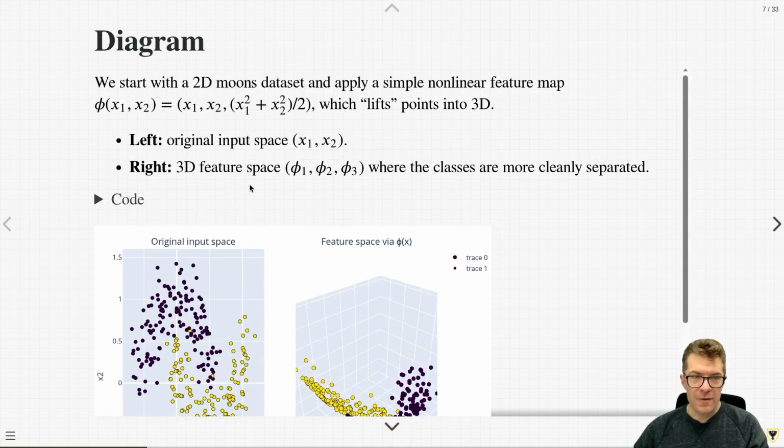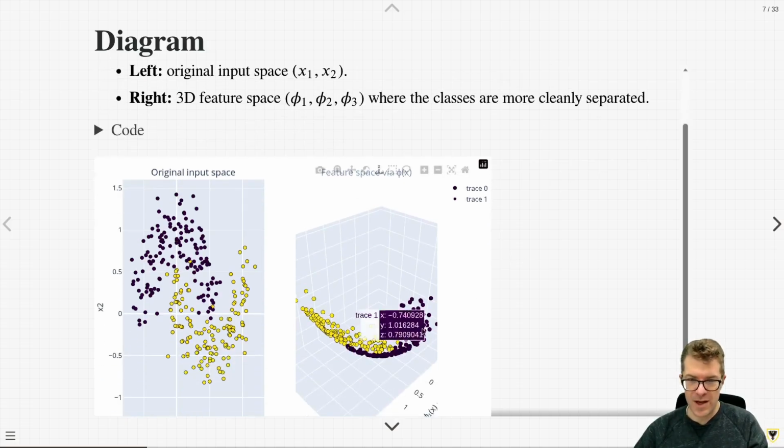And on the right, we have this 3-dimensional feature space where the features are not x1 and x2, but they're phi1, phi2, and phi3. Right now, we've invented a nonlinear feature map called phi, given x1 and x2, the original feature space. This will give us x1, x2, and (x1 squared plus x2 squared) divided by 2. So actually, phi1 and phi2 are equivalent to x1 and x2 respectively, but now we have this phi3, which is this nonlinear transform of the original features. And this third feature, phi3, is going to lift the points in 3 dimensions. And you can kind of see that happening over here.